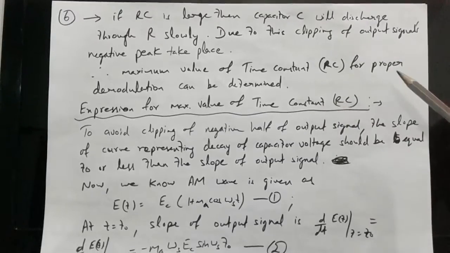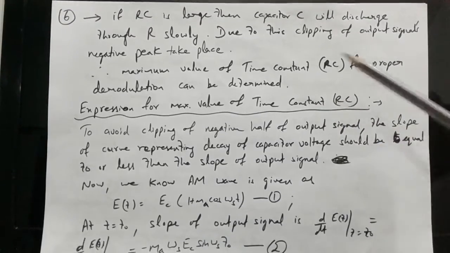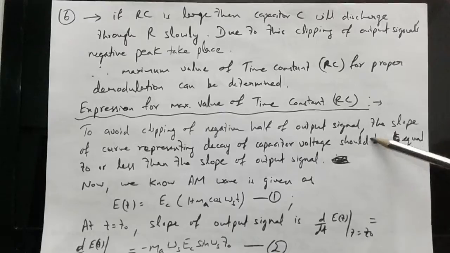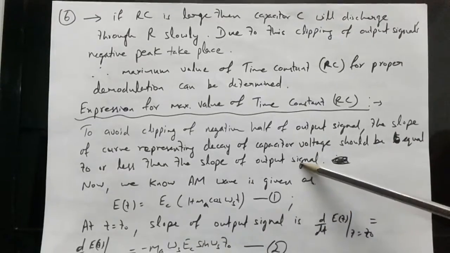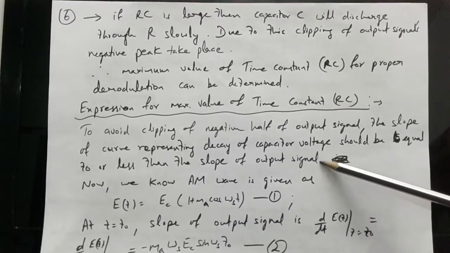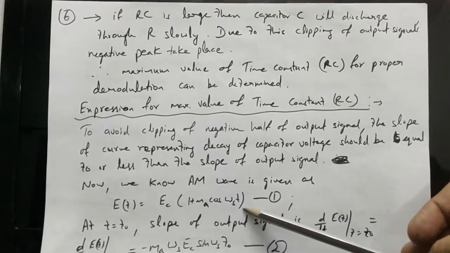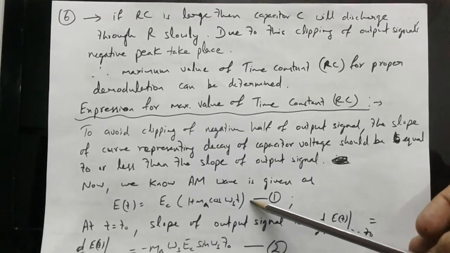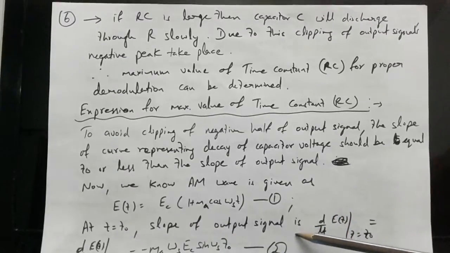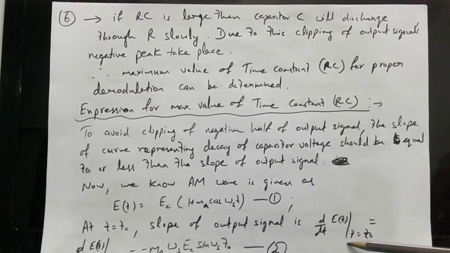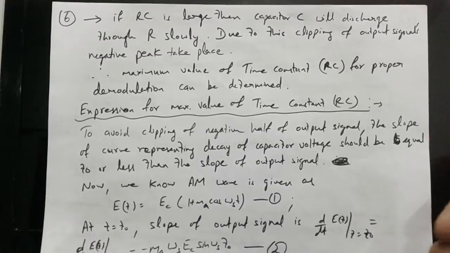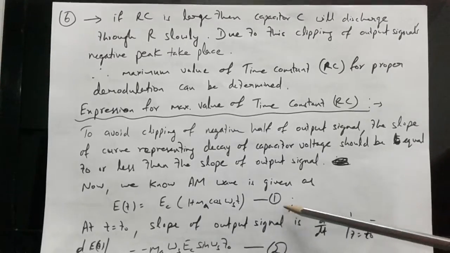For this, we want that the slope of the curve representing the capacitor voltage should be equal to or less than the slope of the output signal, as you can see from the graph in the previous slide. So this is the AM wave. We know from our previous knowledge, at a particular time t0, the slope of the output signal we can find by the first derivative, which is given by equation 2. It is a simple differentiation of equation 1.